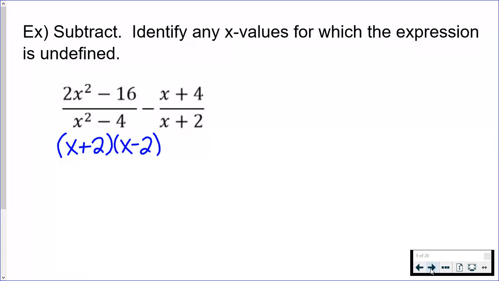So I have a difference of squares, x squared minus 4. The square root of x squared is x. The square root of 4 is 2. So using opposite signs, this would factor to x plus 2, x minus 2.